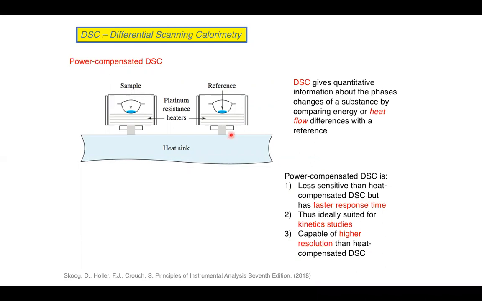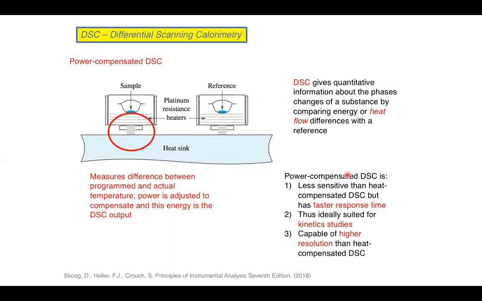And so we're going to be looking at the heat flow through the system and comparing the sample to the reference. So DSC gives quantitative information about the phase changes of a substance by comparing energy or heat flow differences with a reference. Power compensated DSC is less sensitive than heat compensated DSC, but has a faster response time, and so it's ideally suited for kinetic studies and capable of higher resolution than heat compensated DSC. Here we have this part, which is a thermocouple attached to our sample chamber. It measures the difference between programmed and actual temperature. The power is adjusted to compensate, and this energy is the DSC output.